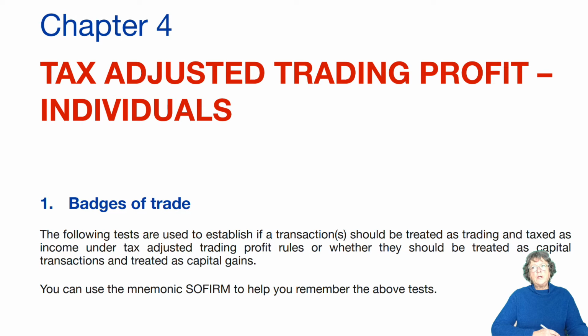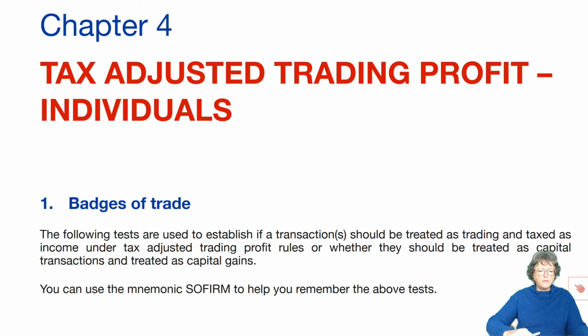In this chapter, we're going to look at tax-adjusted trading profits for individuals. These are trade profits from somebody who is self-employed. But before we get into the meat of that, I just want to talk about one topic called the badges of trade, which you could get asked a multiple choice question. You could get asked a small proportion in a section B or a section C, but it's a very important part of tax legislation that you need to be aware of.